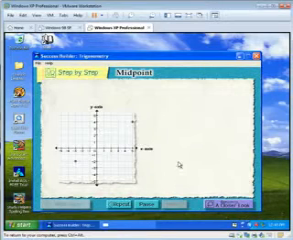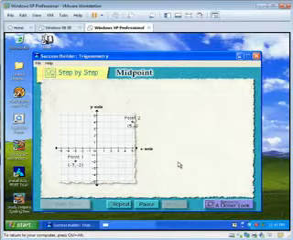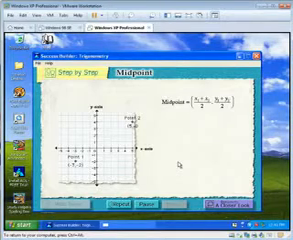Imagine you have 2 points on the coordinate plane. And let's say you know their coordinates. How could you find the coordinates of the point that's halfway between them? Well, that's where the midpoint formula comes in.